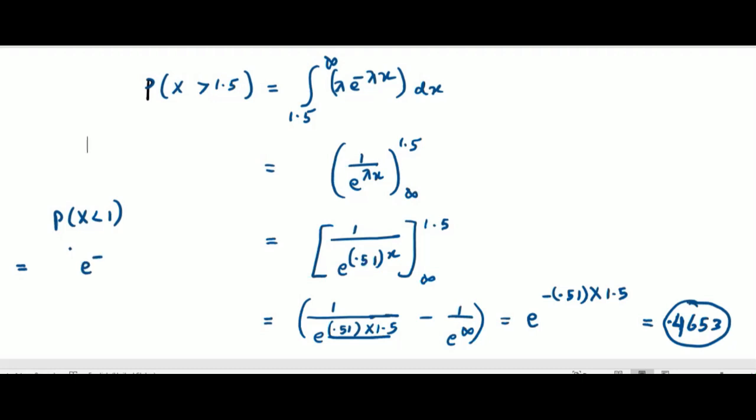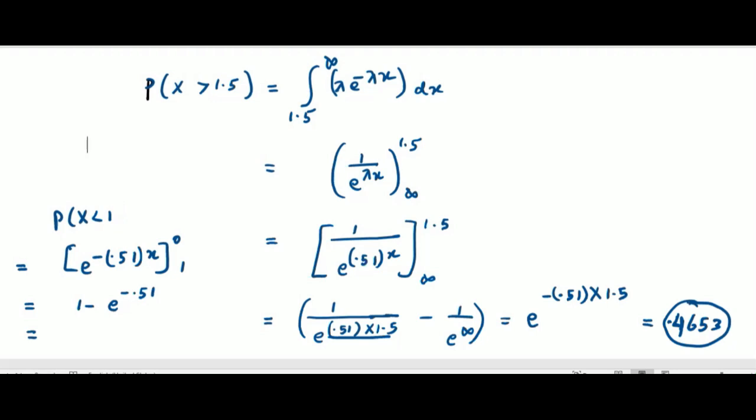So e power minus 0.51x, 0 to 1. Immediately we'll be able to find 0 to 1. If you put 0 here, e power 0 is 1, so 1 minus e power minus 0.51. Very high number. Here also low because less than 1 we've written, right? Probable that it will grow less than 1 year. That means there is a chance that it will grow more than 1 year also. Better you do 1.5 only.